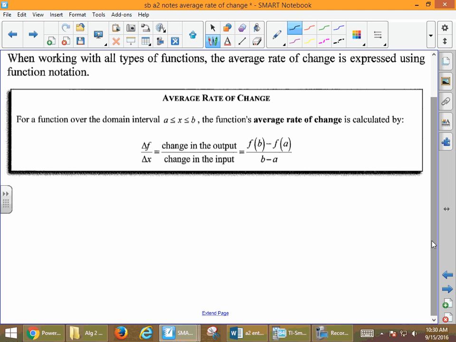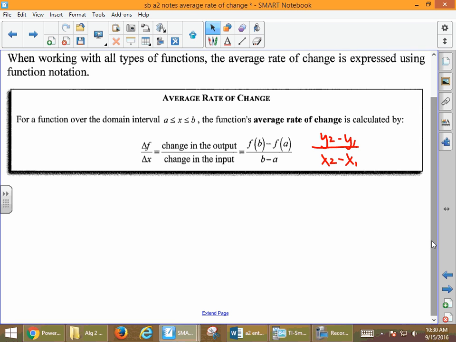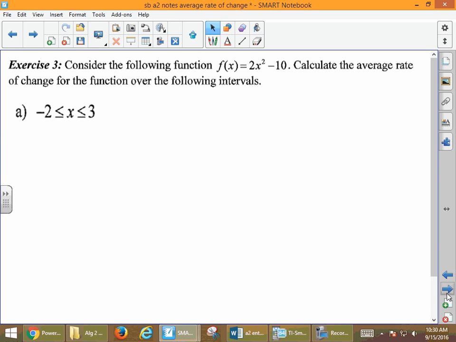Well, the fact of the matter is, average rate of change is another way of saying slope. So this is another way of writing our slope formula, which is y2 minus y1 over x2 minus x1. What I'm going to do to finish today is use this formula with function notation to finish these kinds of problems. Consider the following function, f of x equals 2x squared minus 10. Calculate the average rate of change for the function over the following intervals.